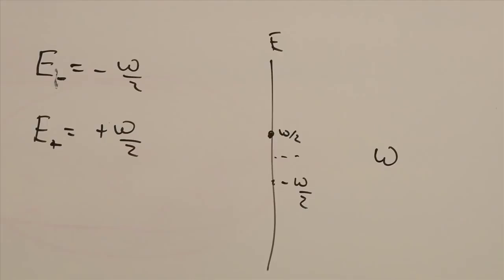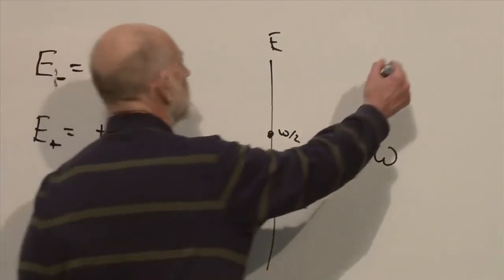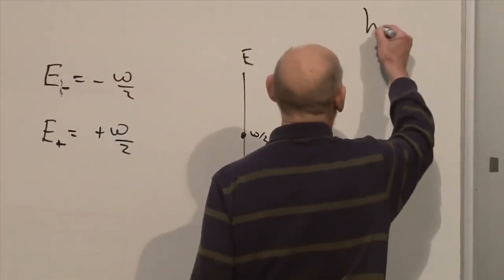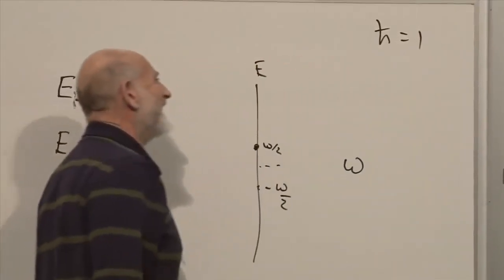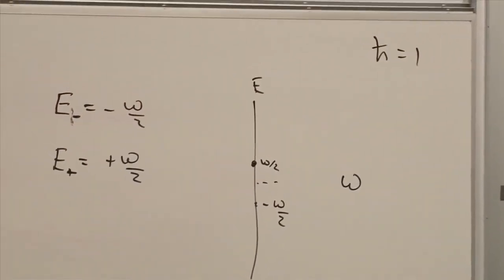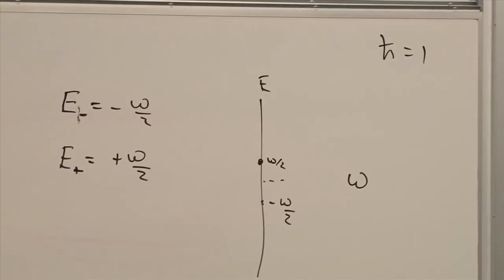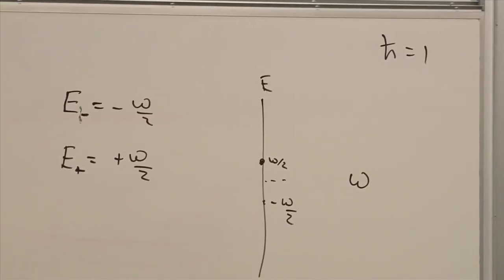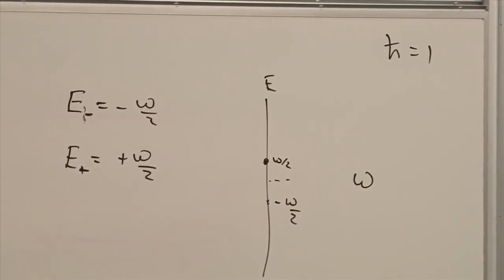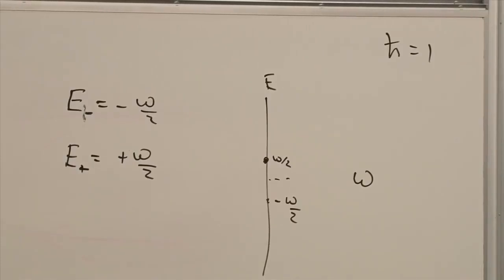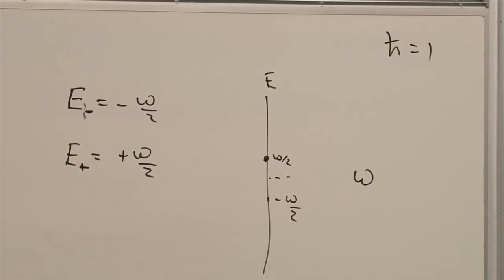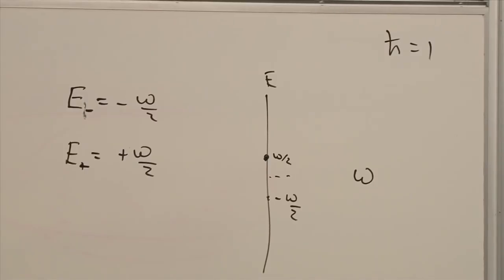There's an h bar missing. I've been setting h bar equal to 1. It's really h bar omega, but I'll continue to set h bar equal to 1 because we're all grown-ups and we're not afraid of setting h bar equal to 1, right?